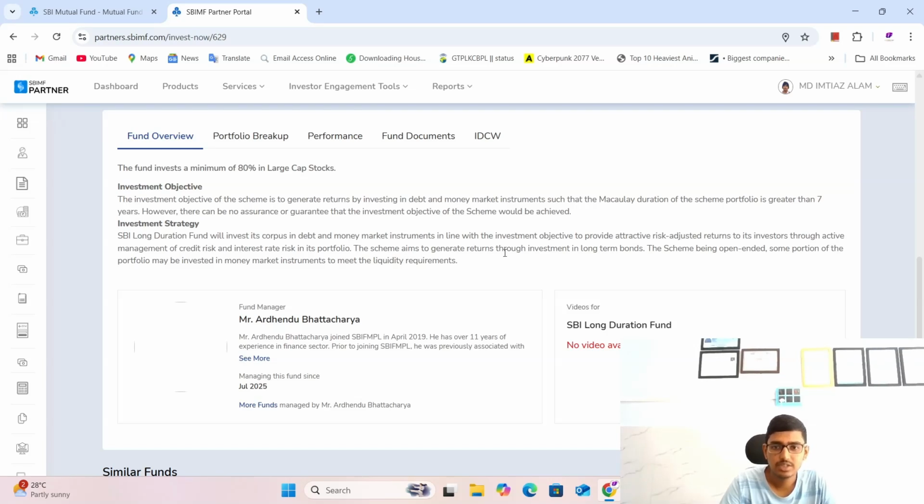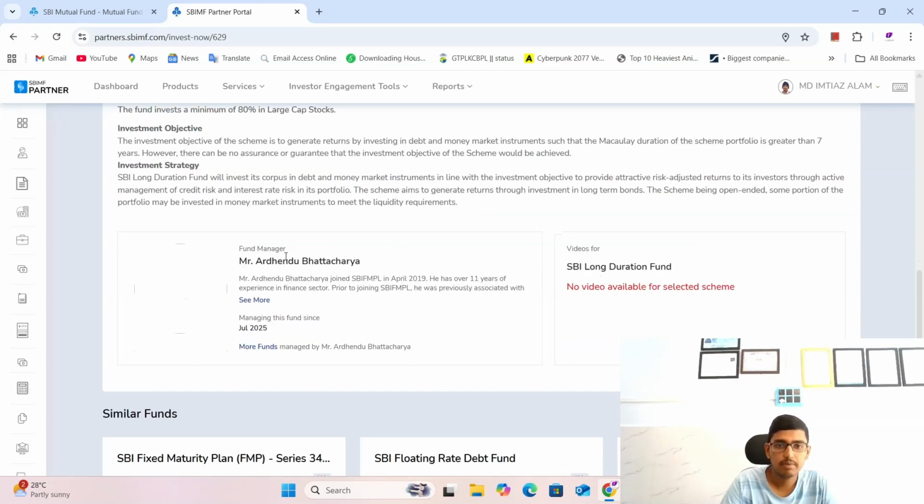The scheme aims to generate returns through investment in long-term bonds. The scheme being open-ended, some portion of the portfolio may be invested in money market instruments to meet the liquidity requirements. So what the fund does is it invests in debt and money market instruments. It also invests in long-term bonds, and some portion of this fund is also invested in money market instruments to provide liquidity to this fund.